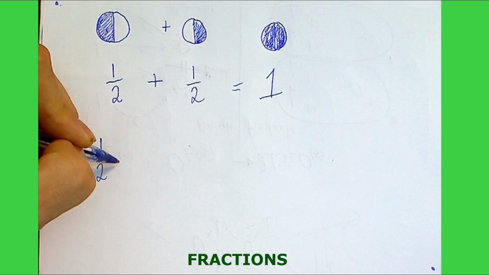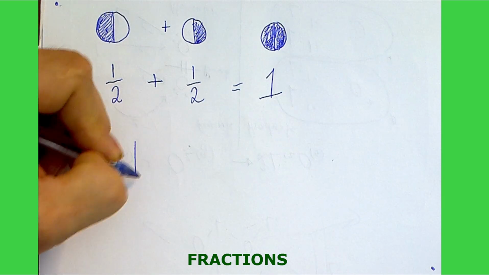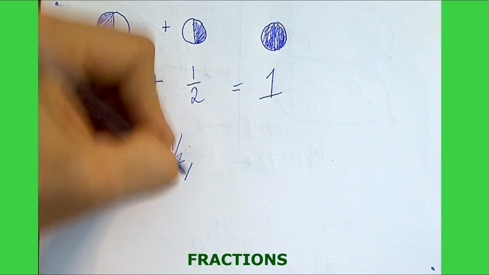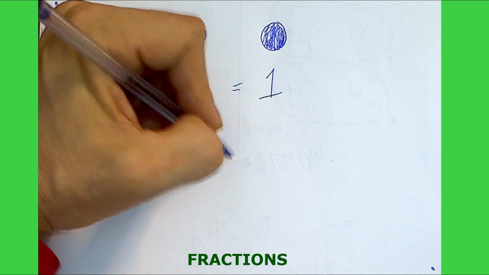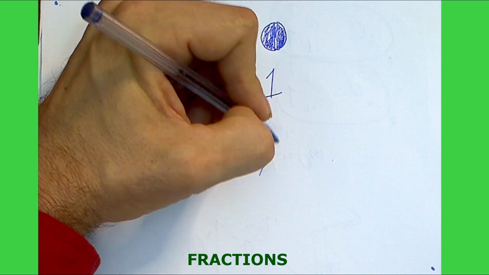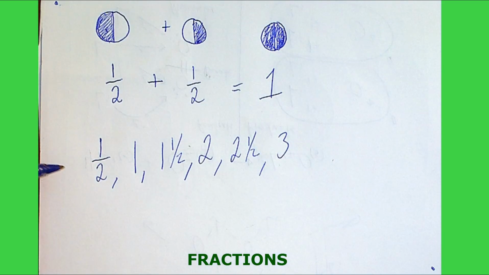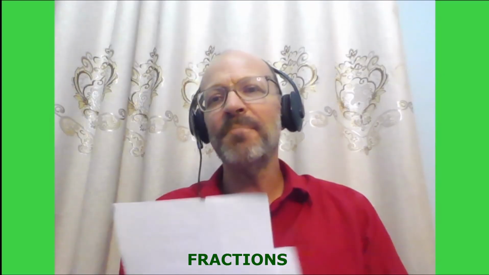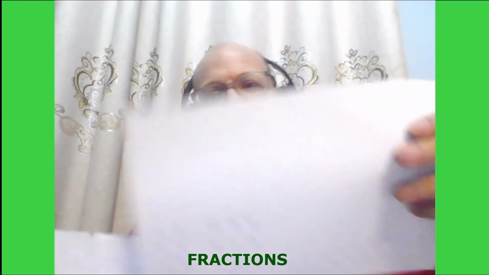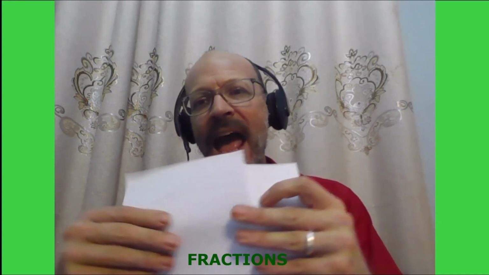1/2, 1, 1.5, 2, 2.5, 3. This is something that you can help the students visualize. You can certainly get your same pieces of paper back out, and you can get whole pieces of paper on top of that. This is a whole piece of paper, and here's a half a piece of paper.